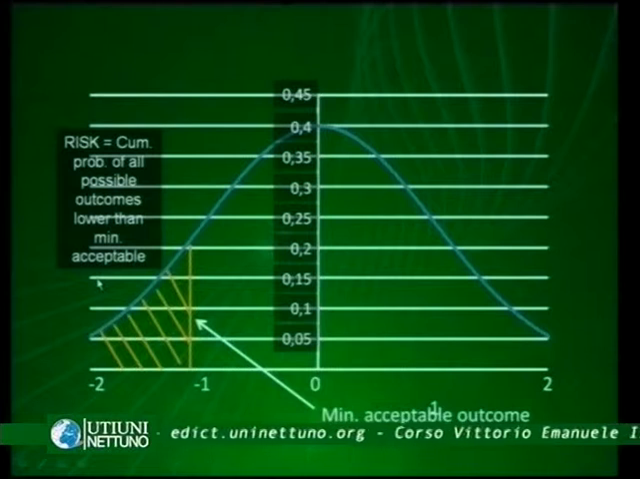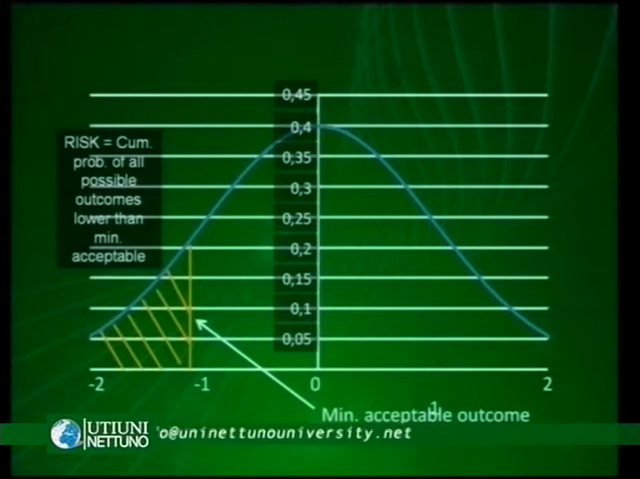So let's assume that this is, for example, the 20% of the distribution. So this means that we have a 20% of cumulative probability that the outcome of the project will be lower than what we define as minimum acceptable outcome. So this is a measure of risk in the sense that we know when we start the project that with the 20% of probability the outcome will be lower than the minimum we consider acceptable, and this is new, useful information to understand what are the possible risks associated with the project.